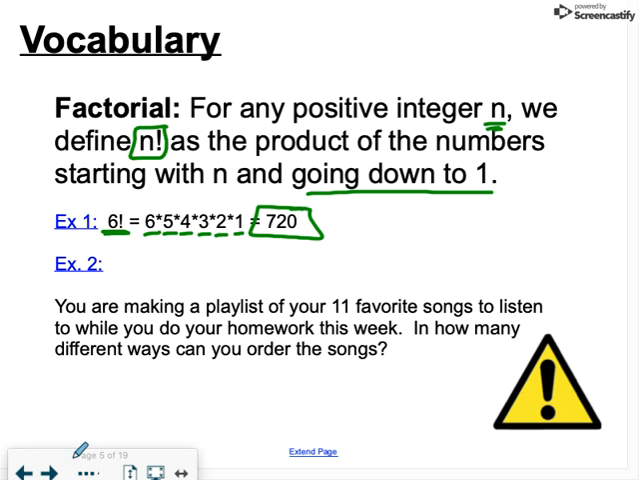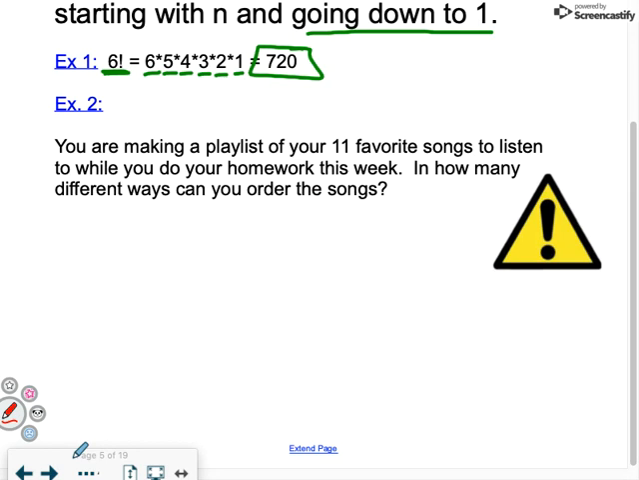So we have an example here where we're going to use that. If we think of this example, it says you are making a playlist of your 11 favorite songs to listen to while you do your homework. And how many different ways can you order the songs? Well, let's think about this. So we have 1, 2, 3, 4, 5, 6, 7, 8, 9, 10, and one more over here, 11. So those are our 11 slots for our songs.